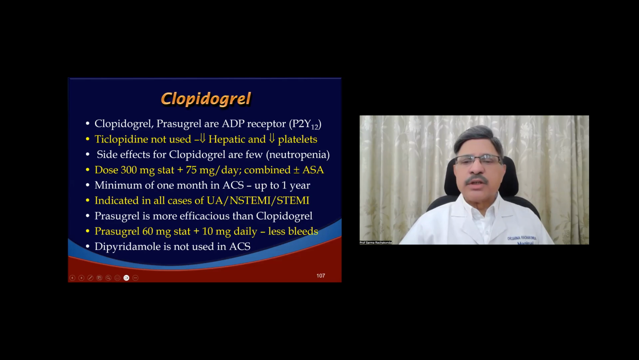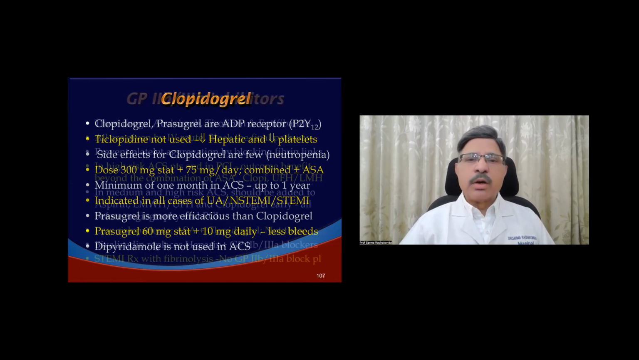Prasugrel is more efficacious than clopidogrel. What is the dose of prasugrel? 60 milligrams stat and 10 milligrams daily. So if a patient is a high risk patient, you can now give prasugrel 60 mg stat dose and maintain with 10 milligrams. If prasugrel is not available, or if you want a cheaper drug, 300 milligrams of clopidogrel is now available as a 300 tablet itself. Earlier days we used to give 4 tablets of 75. Maintenance dose is 75 milligrams. Dipyridamole was used when we were students 40-50 years back. Now dipyridamole is not used in acute coronary syndrome.